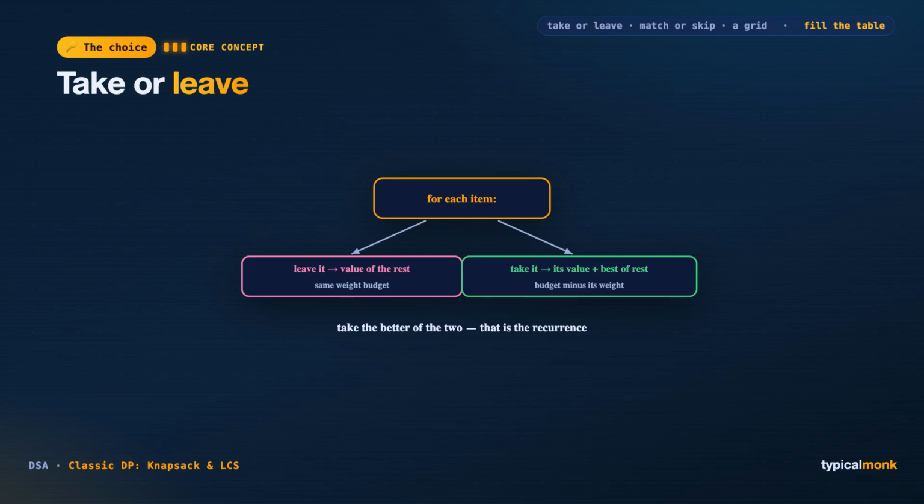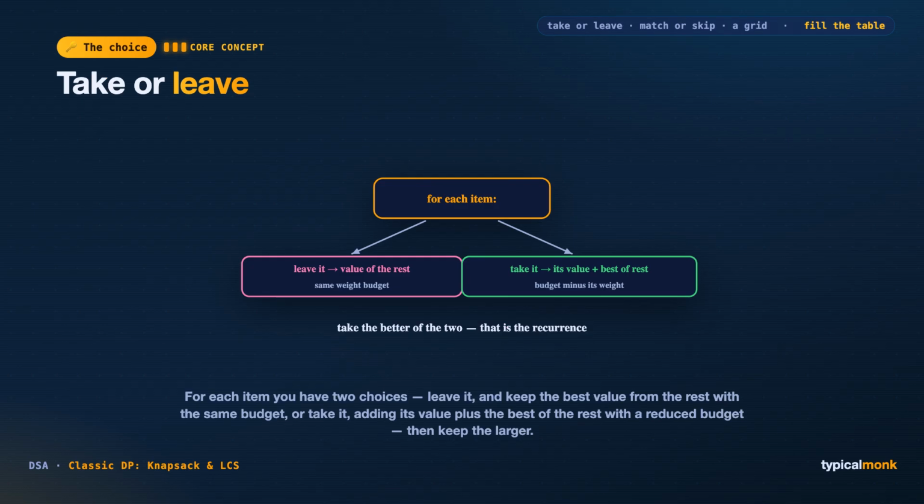Now you simply compare the two results, the value from leaving it versus the value from taking it, and keep the larger. That comparison, take the better of leave it or take it, is the recurrence for the knapsack, and every subproblem is a smaller knapsack, so they overlap and we memoize them into a table. From this one repeated question, applied down through all the items and capacities, the whole optimal answer is built.